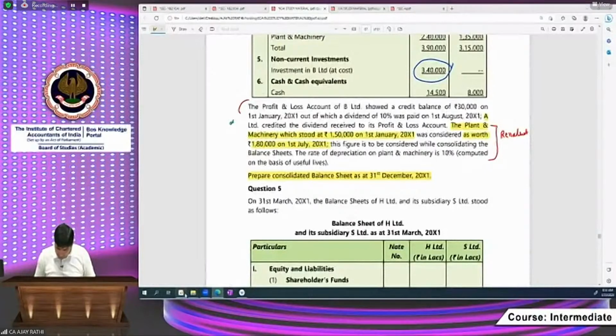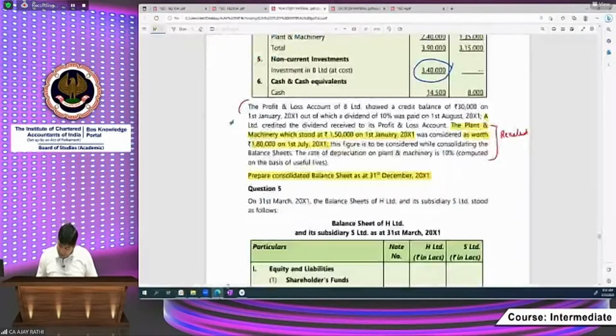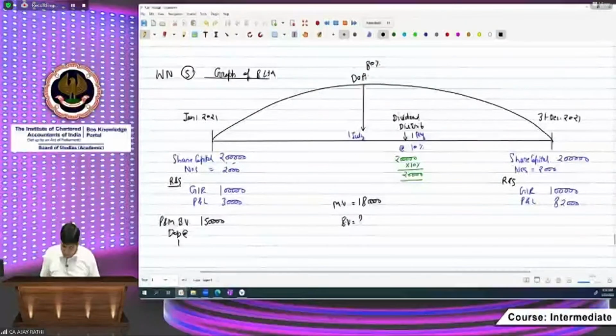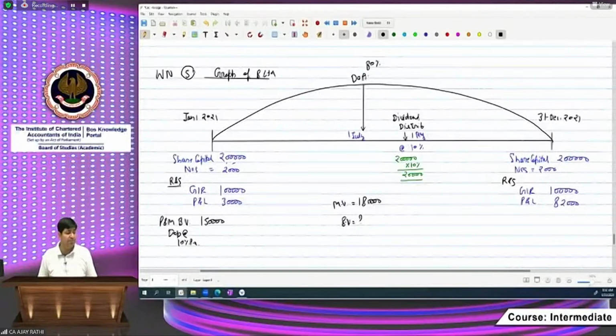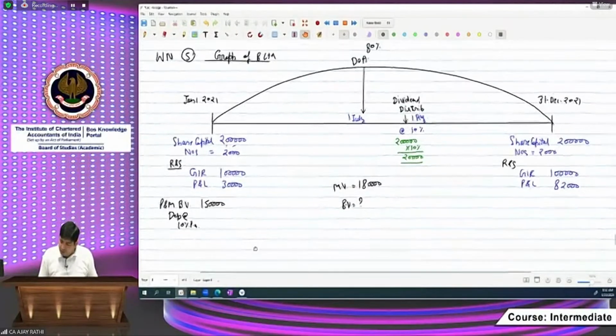Okay, it means on 1st July the market value has been given, that is 1,80,000. At the date of acquisition there is 1,80,000, that is the market value, and the depreciation rate has been given there. The figure is considered to be consolidated in the balance sheet. Okay, the rate of depreciation on plant and machinery is 10%. Beta, depreciation is at the rate of 10%, and of course nothing is given, so 10% is per annum. Okay, beta. Now can you please tell how you will solve this question in this way?